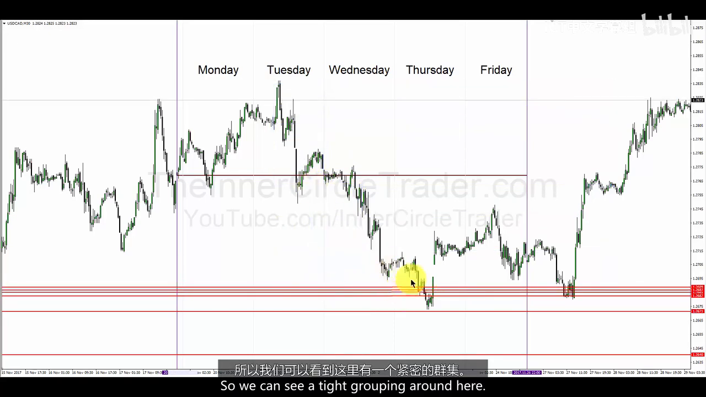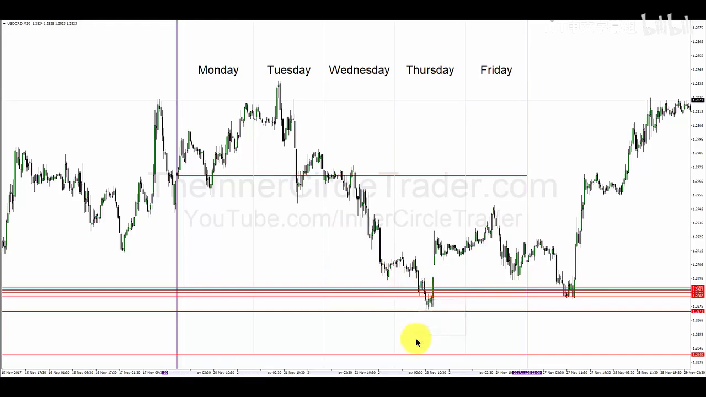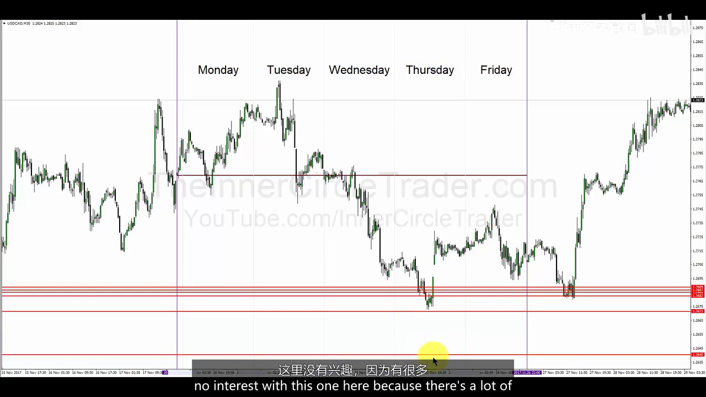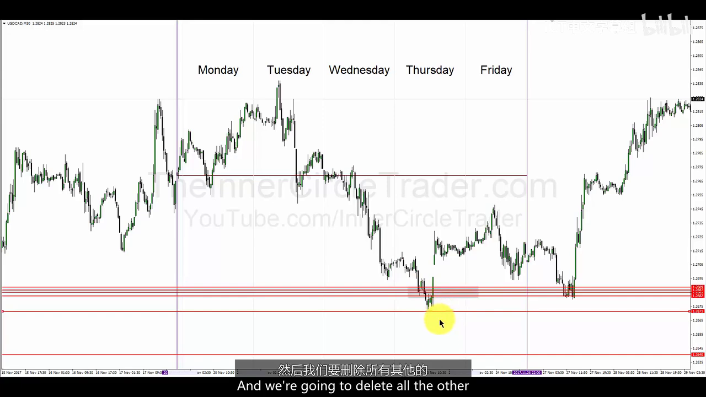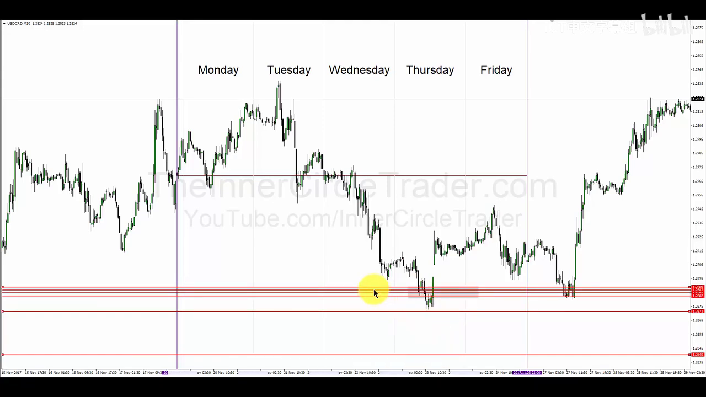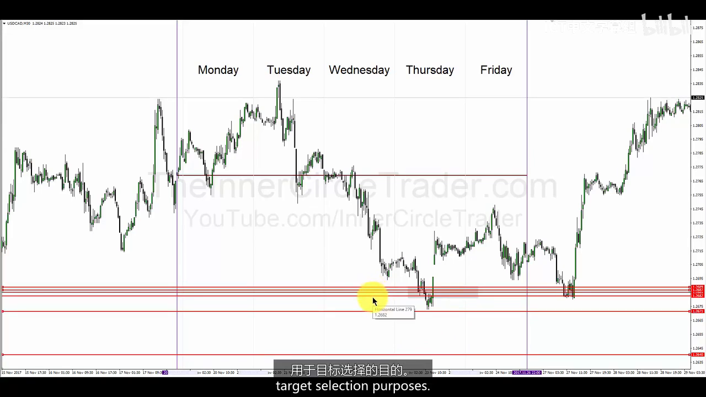Okay, so we can see a tight grouping around here. So we're going to leave no interest with this one here because there's a lot of overlap here. So we're going to just shade in again this area here. This is going to be the bulk of our interest. And we're going to delete all the other horizontal lines. We'll just leave one for target selection purposes.